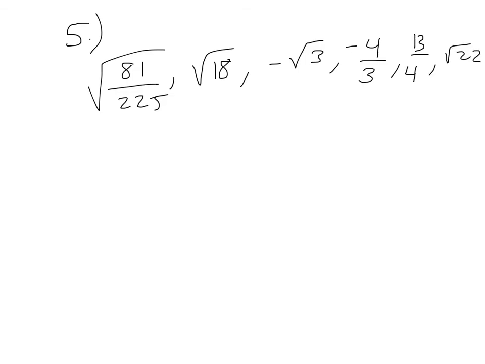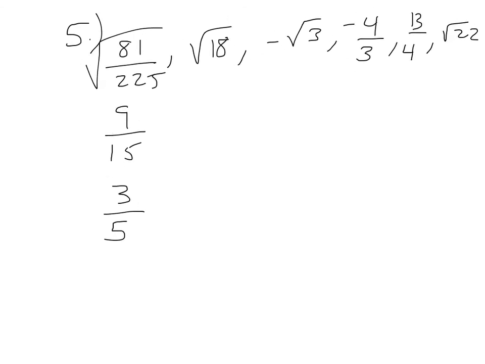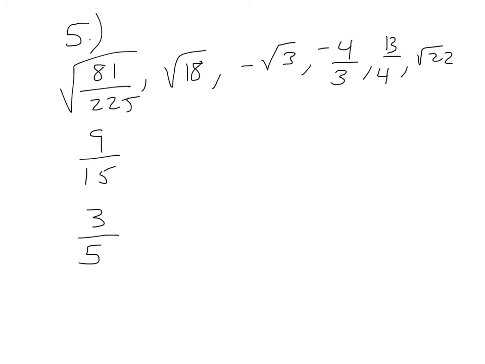Okay, so the first number, the square root of 81, is 9. The square root of 225 is 15. You can simplify that by dividing 3 on each of those, so 3/5. Next, you have the square root of 18, which is nothing if it's not 9 times 2 underneath. The square root of 9 is 3, times root 2. So that's what you really have there in second position.